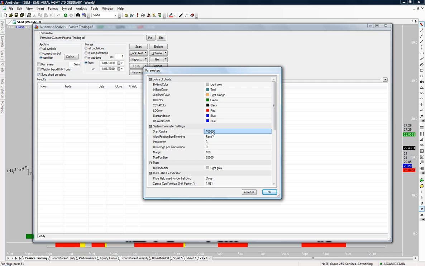I have keyed in $100,000 as the starting capital and 3% per annum as the interest for the funds in your brokerage account. I have decided not to use any margin.